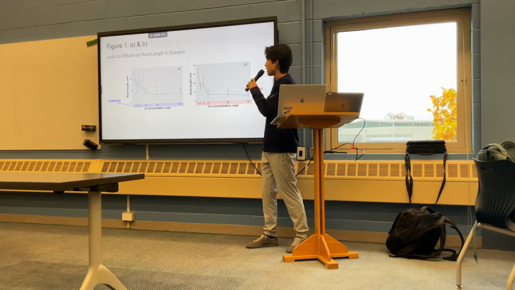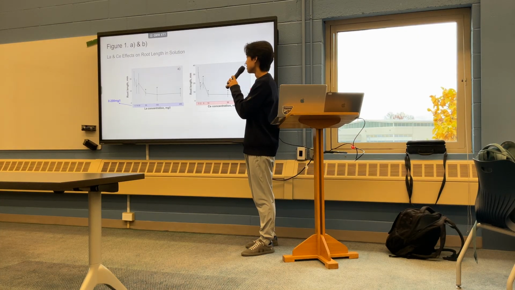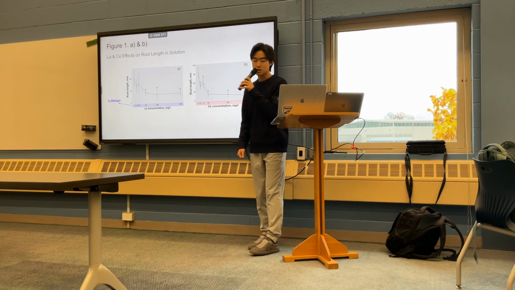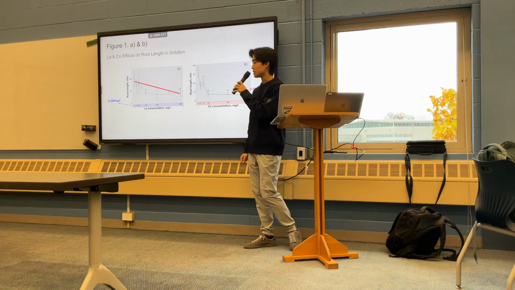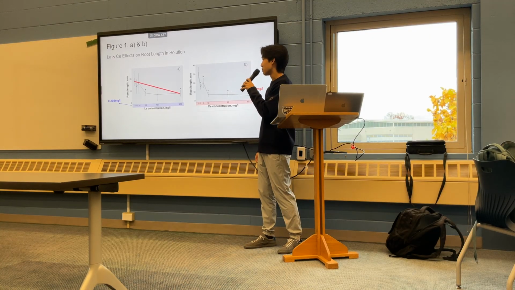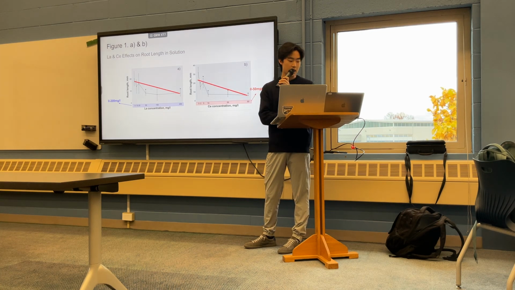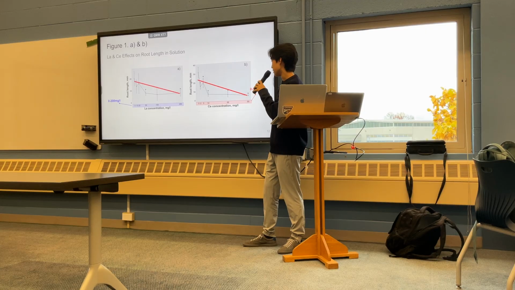And so for root length, and this is in solution, you can see that in lanthanum, overall, the general trend is that the root length is decreasing, showing that lanthanum and cerium have inhibited growth of the roots of the onions. And that goes the same for cerium.